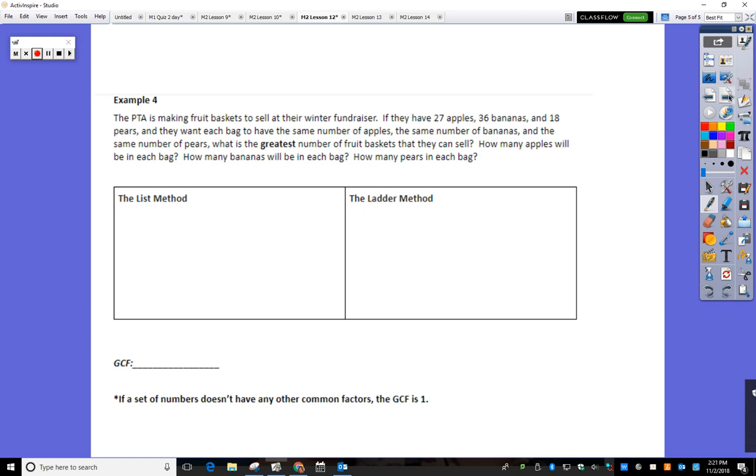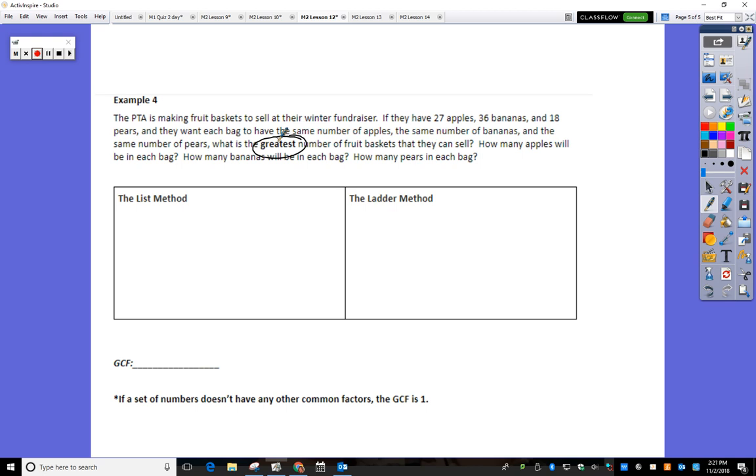The next one's another word problem example. The PTA is making fruit baskets to sell at their winter fundraiser. They have 27 apples, 36 bananas, and 18 pears. And they want each bag to have the same number of apples, the same number of bananas, and the same number of pears. What is the greatest, there's our greatest common factor again, number of fruit baskets that they can sell? How many apples will be in each bag? How many bananas will be in each bag, and how many pears will be in each bag?